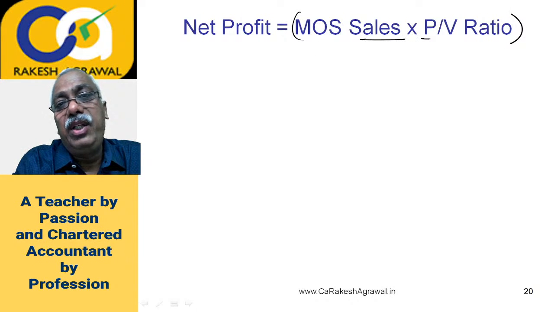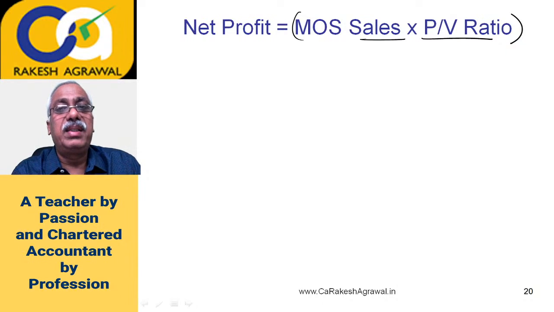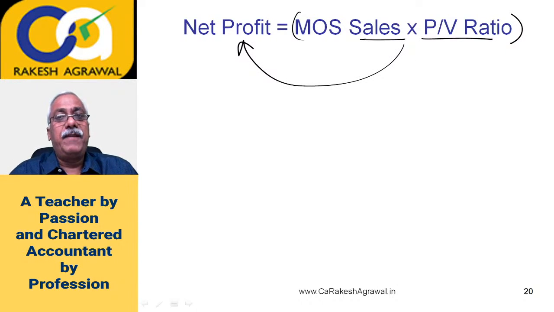Actually, sales into PV ratio is contribution. Indirectly, I am saying contribution earned by margin of safety sales is net profit. I repeat, contribution earned by margin of safety sales is equal to net profit. So net profit is margin of safety sales into PV ratio.